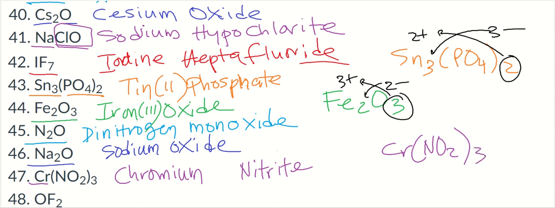Okay, so nitrite is a 1 negative charge. That 1 is going to crisscross down there. Let's reverse crisscross, and that chromium must have been a 3 positive cation. So that's going to be chromium(III).